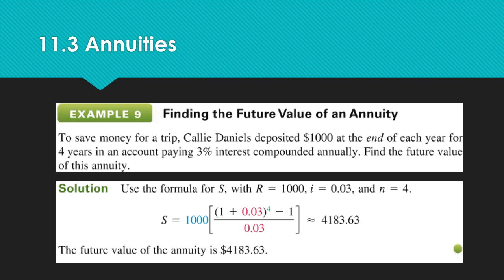Okay, just put all the numbers in the formula. R is 1,000. n is 4 because it's going to be for 4 years. I is 0.03 because it's 3% interest. Putting it in your calculator, in 4 years, she's got $4,183.63.